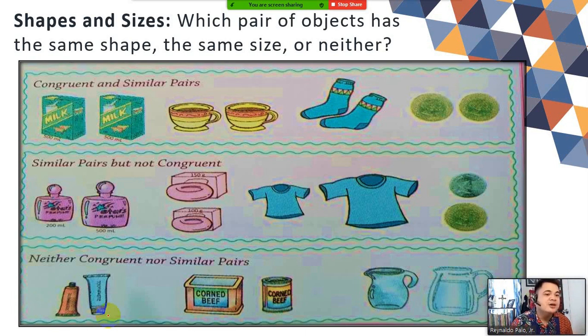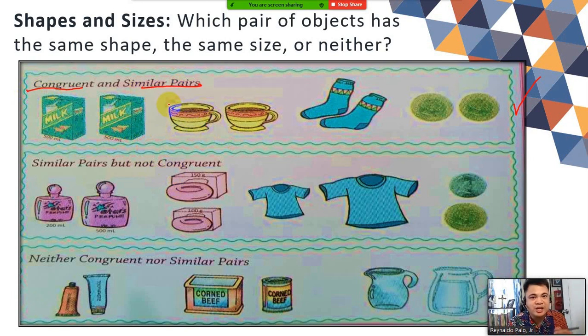So let's talk about shapes and sizes. The question is, which pair of objects has the same shape, the same size, or neither? Let's proceed first to the first row. In the first row, as you can see, we have the same shapes and also the same sizes. 500 ml for the milk, 500 ml for the other milk. So we can now say that the pairs of objects do have the same shapes and sizes. Therefore, we can say that they are congruent and similar pairs.